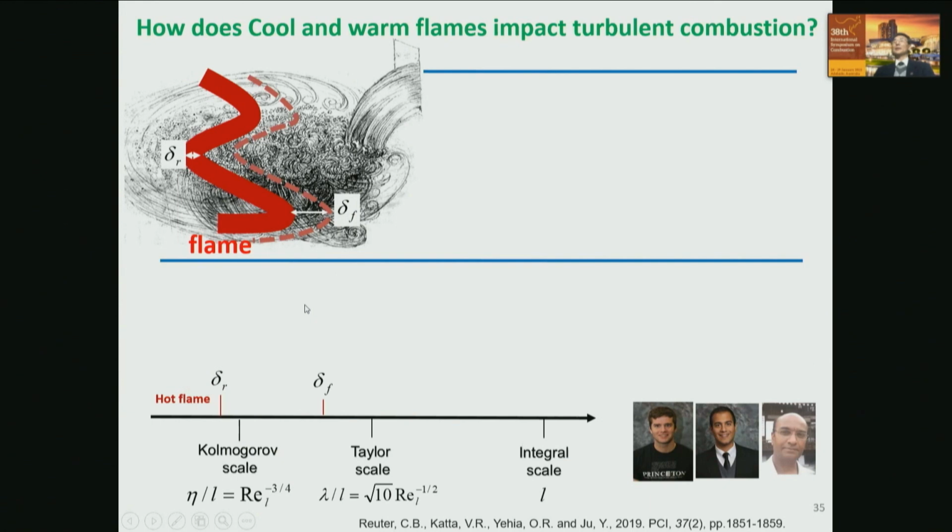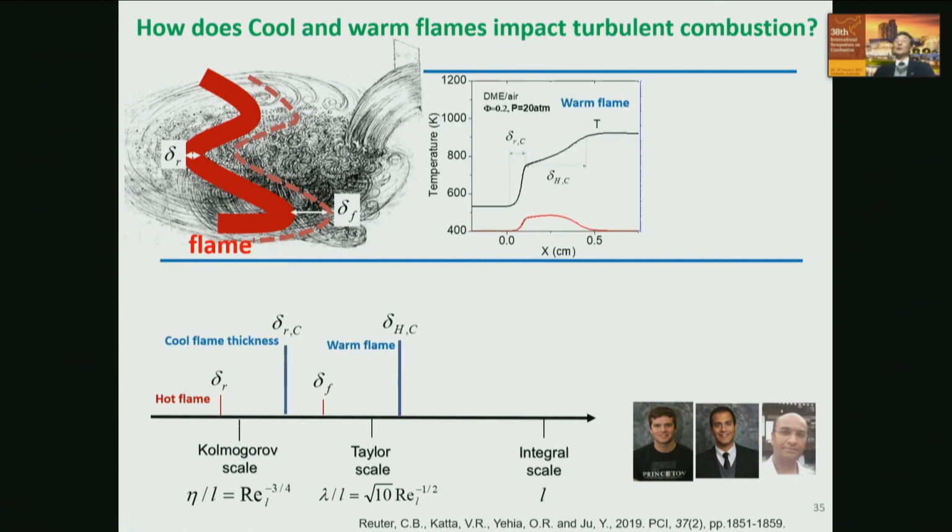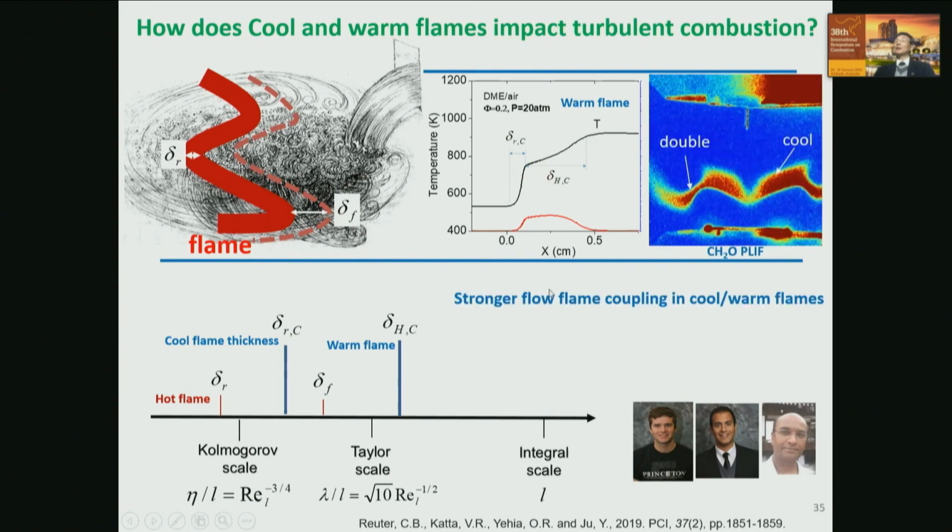So therefore turbulence cannot penetrate the flame thickness. However, for cool flames, you have a much thicker cool flame thickness. And for warm flames, the distance between the leading cool flame and the intermediate temperature flames can be millimeters or larger, and that can even be bigger than the Taylor microscale or integral scale. So therefore, it's very sensitive to flow perturbation.